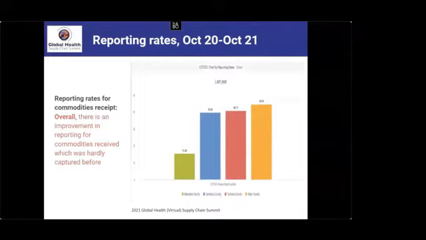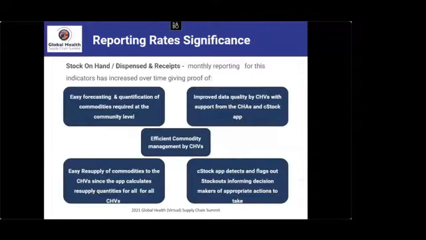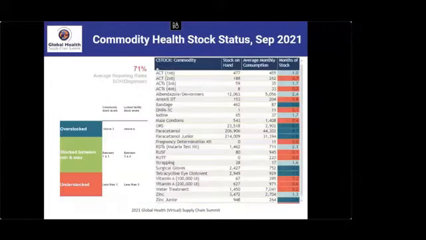Due to frequent stockouts of essential commodities, the CHVs have had a challenge reporting 0 when they don't receive any commodities. The CHAs have to follow up using the CHA portal. Now, what are some of the significance we get from the reporting rate? The reports submitted by CHVs support forecasting and quantification, resupply, use of quality data in decision-making, efficient commodity management by CHVs, and flagging of stockouts at facility and community level.